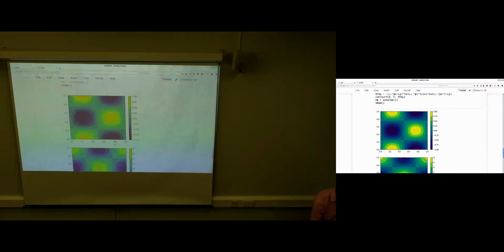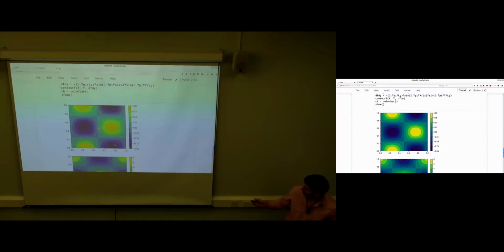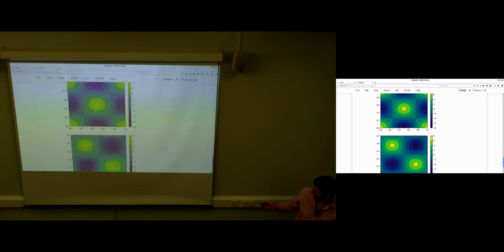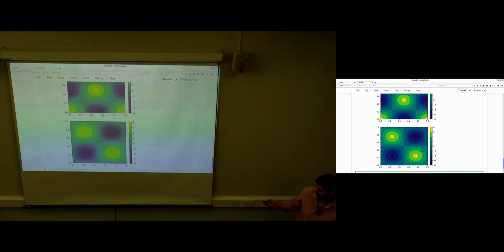Okay, so the plot of the actual function itself is this top one. This is a plot of f of x. Its derivative in the x direction looks like that, and its derivative in the y direction looks like that. So these are just plotting these expressions here. When you manage to plot the f, hopefully this should be easy enough to plot.